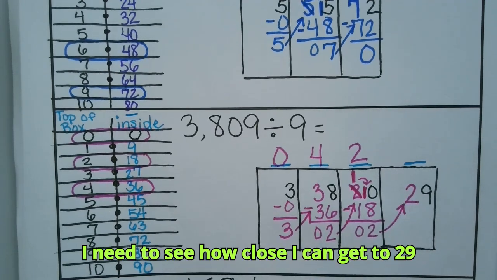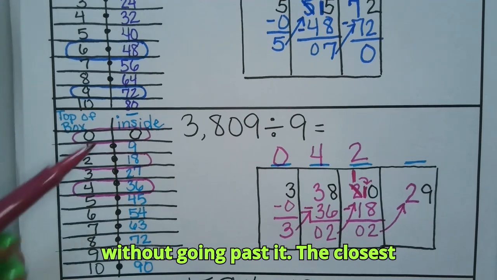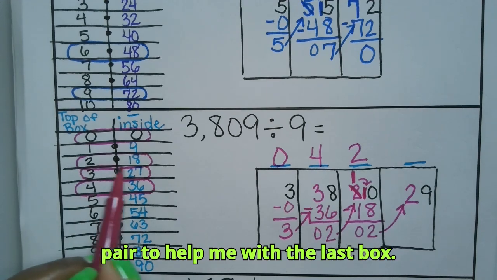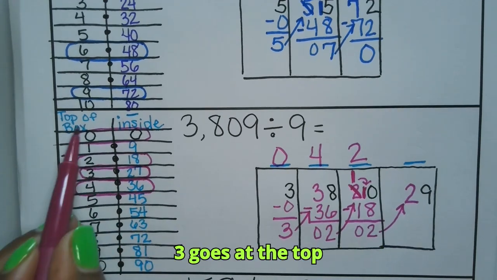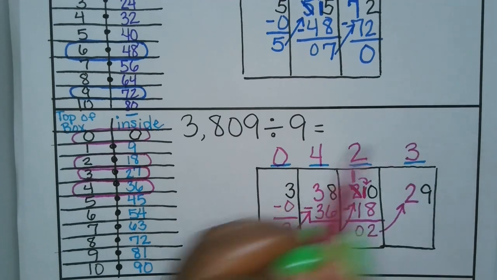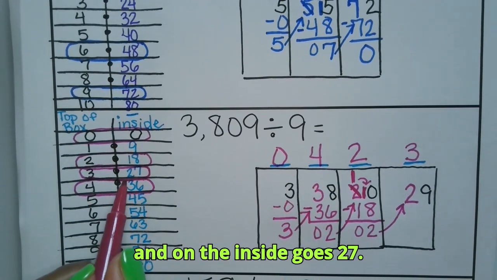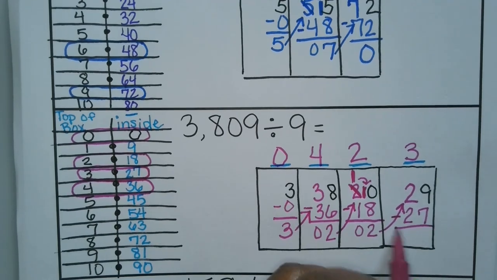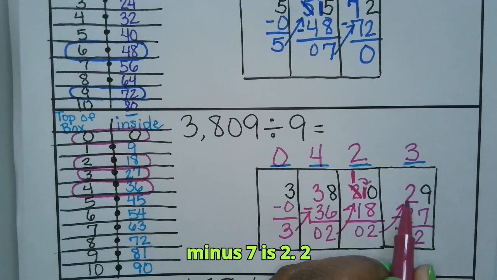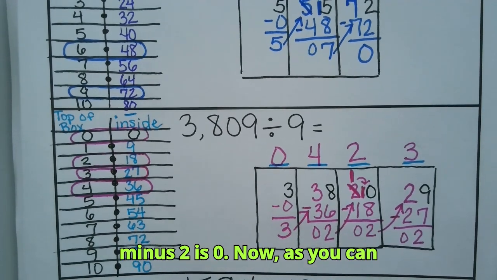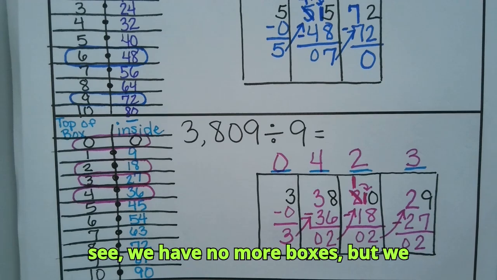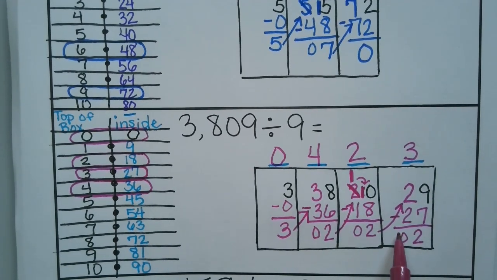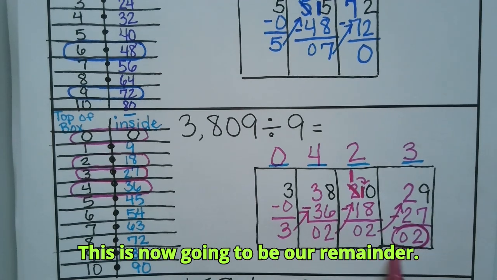I need to see how close I can get to 29 without going past it. The closest I can get is 27. So I'm going to use that pair to help me with the last box. 3 goes at the top. And on the inside goes 27. So I'm subtracting 27. 9 minus 7 is 2. 2 minus 2 is 0. Now, as you can see, we have no more boxes, but we have 2 left over. This is now going to be our remainder.